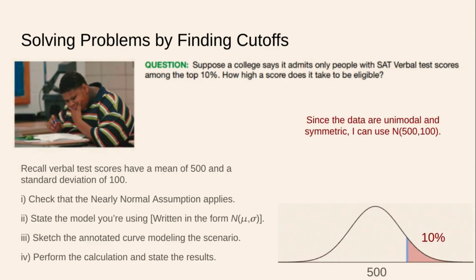Okay? So since the data are unimodal and symmetric, I can use this normal model. And we sketch it down here. We want to find this cutoff here that's going to cut off the top 10% of scores. And we're going to need to use the graphing calculator to do that.